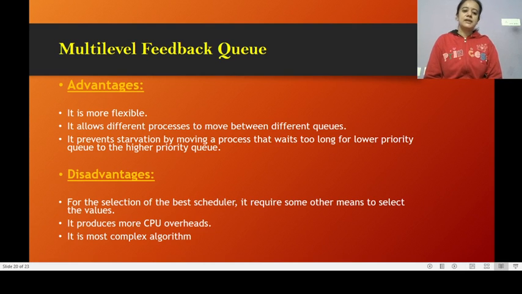What are the disadvantages? For the selection of the best scheduler, it requires some other means to select the values. It produces more CPU overhead compared to other scheduling, and it is the most complex algorithm compared to round robin, first come first serve, and multi-level queue. This multi-level feedback queue is a more complex algorithm and its implementation is difficult.